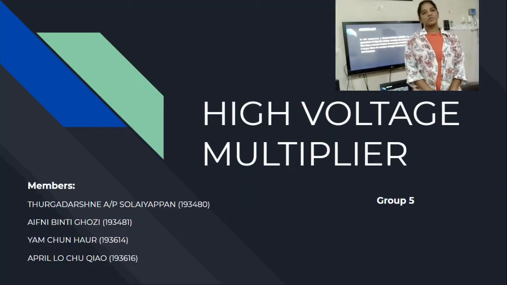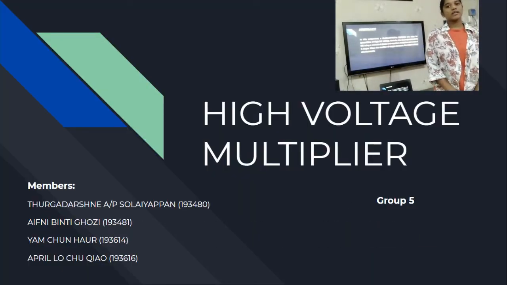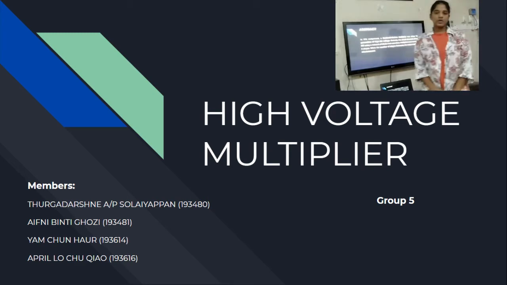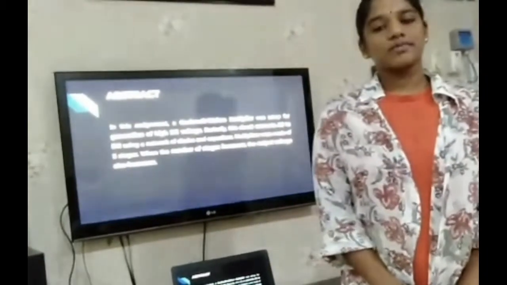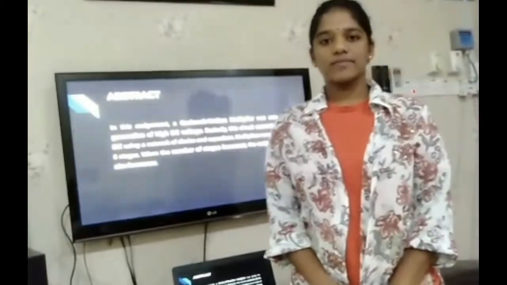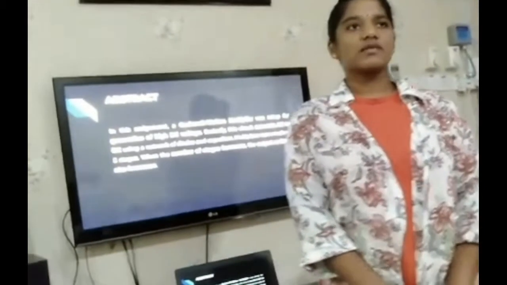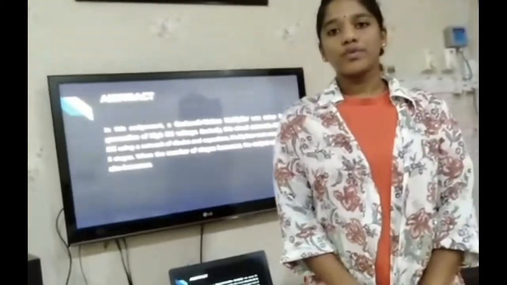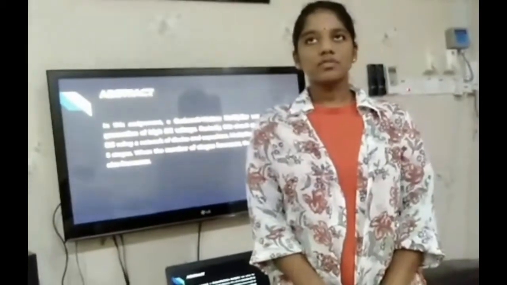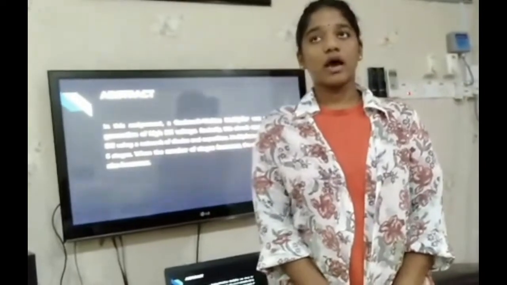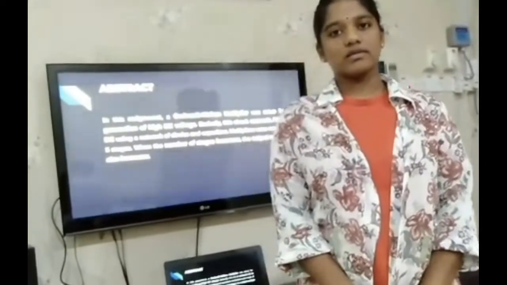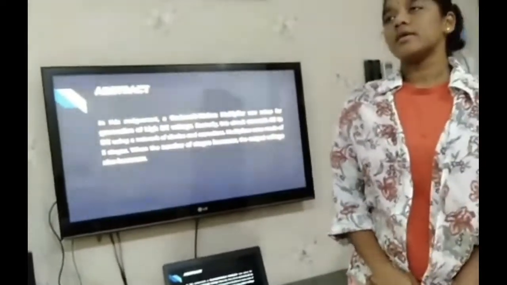Today my group will be presenting on the Cockcroft-Walton multiplier circuit, which is also known as the voltage multiplier circuit. My part will be on explaining the abstract and also the experimental setup. The abstract is basically an overview of the whole experiment. So I'll give a rough picture of how the experiment is conducted in this section. So let me begin.